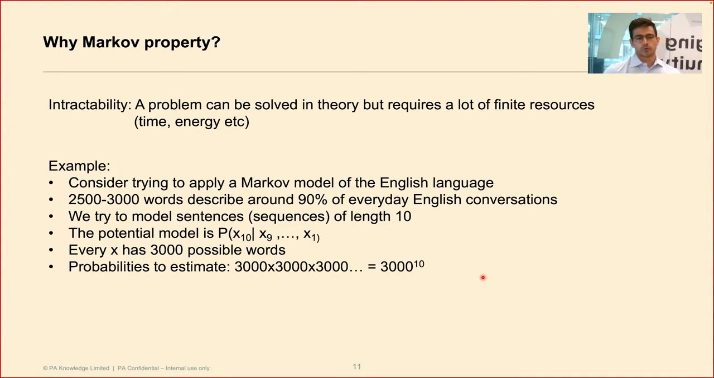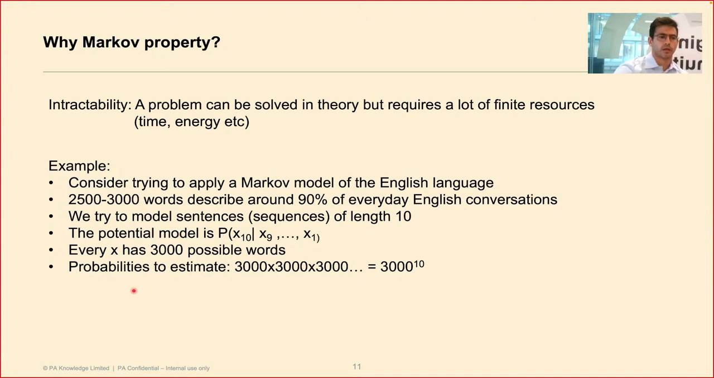Now, why do we want to choose the Markov property? Why don't we hold all the information from the previous sequences? In the field of predictive modeling and probabilistic forecasting, the Markov property is considered desirable because it enables the resolution of a problem that otherwise would be unsolvable, or if you like, intractable. Intractability is when a problem can be solved in theory, but in real life would require a lot of resources, a lot of data, a lot of GPU or CPU resources to be solved.